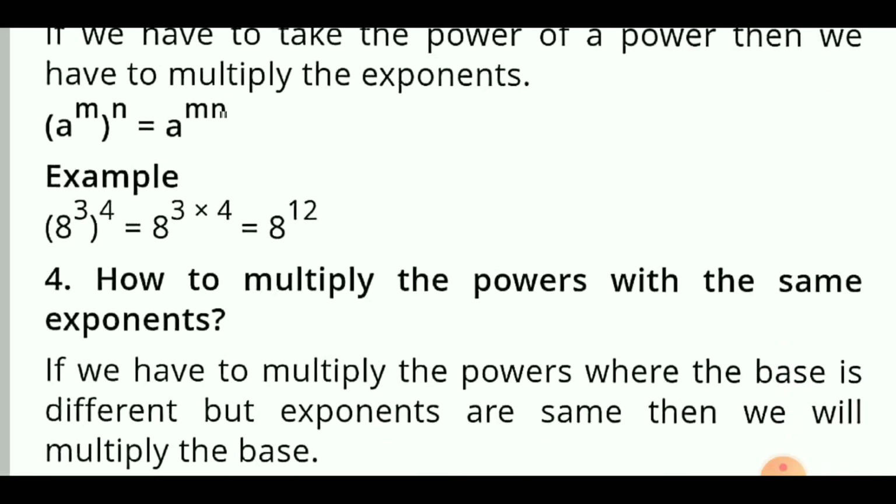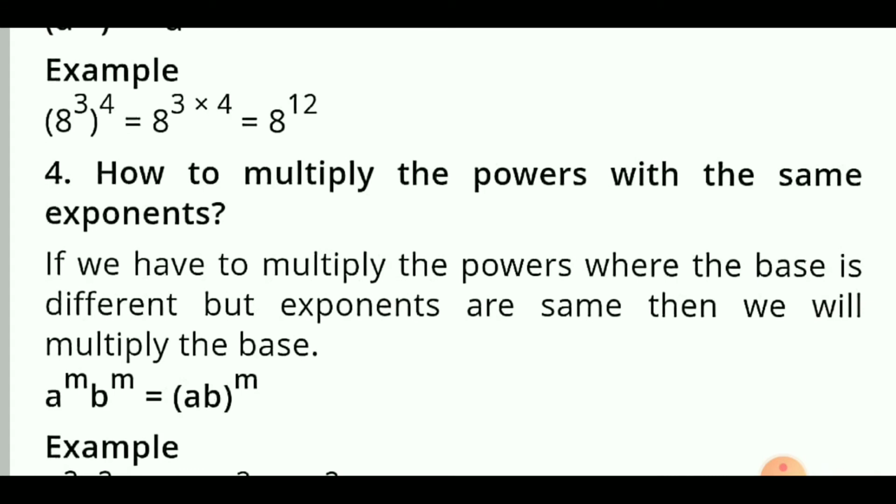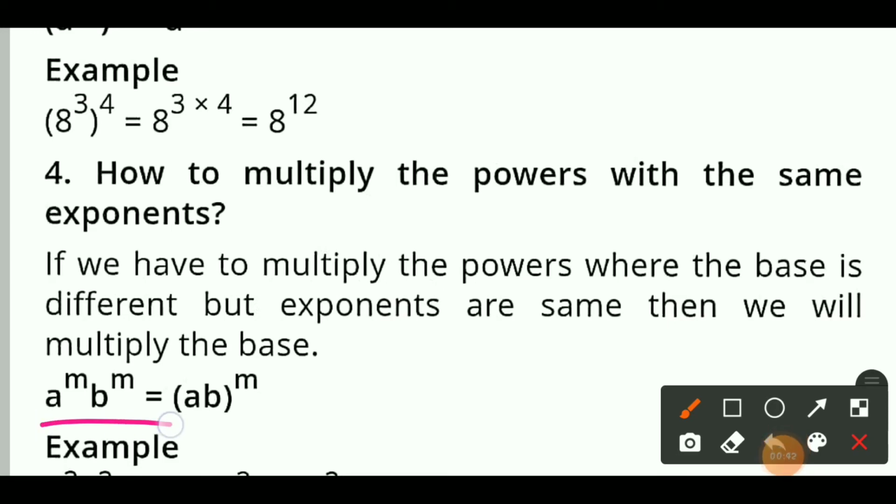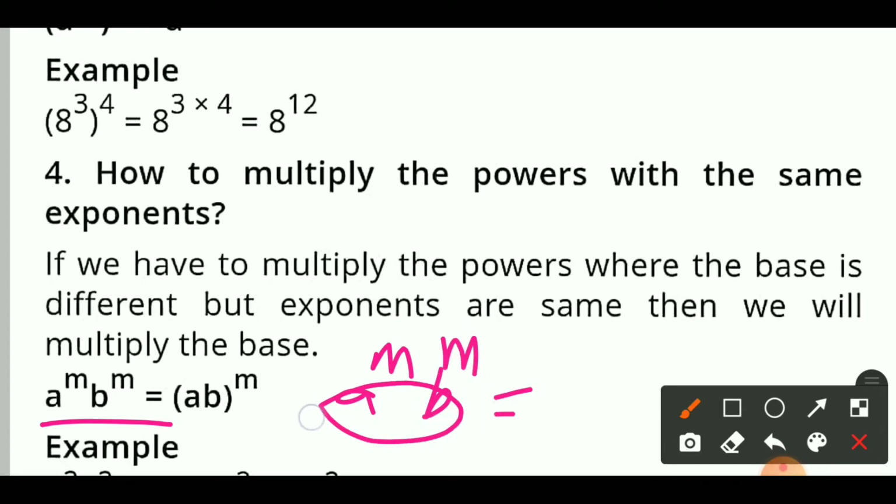Now how to multiply powers with the same exponent? In the next form, the bases are different but the power is the same. In that condition, you multiply the bases and take the power as common: a multiplied by b, and the power is common, m. Let's see examples of both conditions. Here the powers are different: 8 raised to power 3, raised to power 4. So what you do is multiply the powers: 8 raised to power 12.